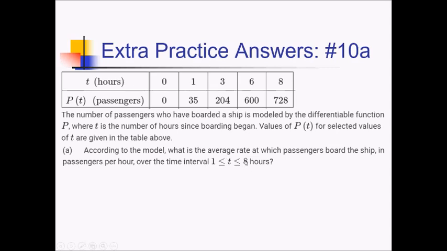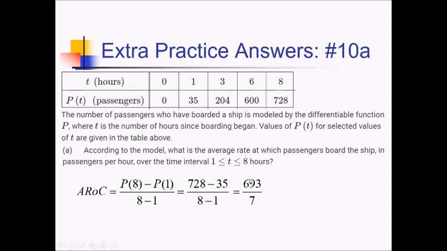This is going to be p of 8 minus p of 1 all over 8 minus 1. So that's 728 minus 35 over 8 minus 1. And that reduces to 693, I believe. Is that right? Yep, 693 over 7. We could just leave it unsimplified, but I think I can simplify this. This is almost 700. I mean, 700 over 7 would be 100. So 7 less than that over 7 is just going to be 99, and that's 99 passengers per hour.